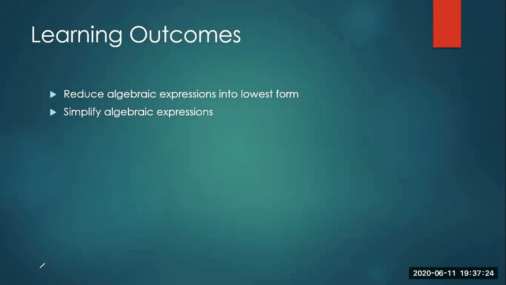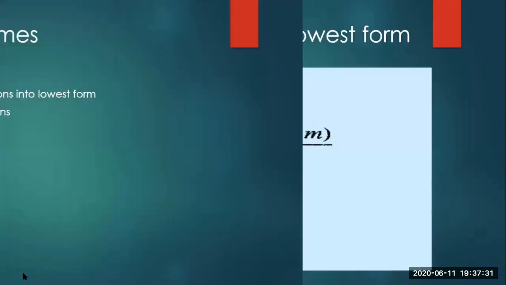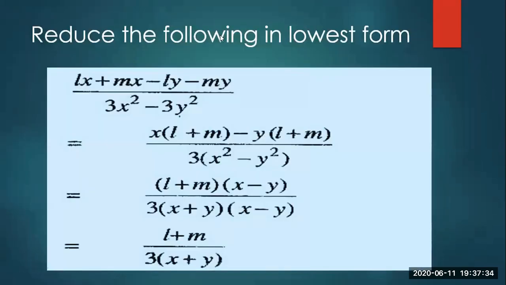Now let's have a look at the questions. Reduce the following in lowest form. The question is given as: reduce the following in the lowest form. So we are going to reduce this question into its lowest form. The question is Lx plus mx minus ly minus my, divided by 3x squared minus 3y squared.